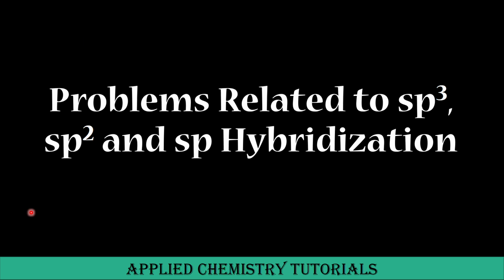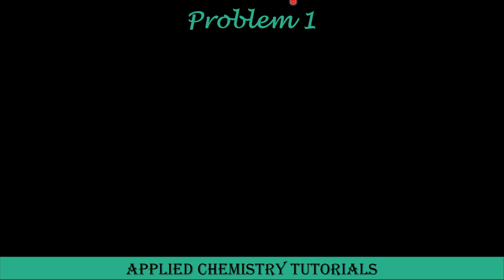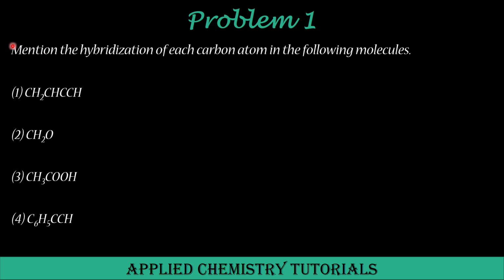Today we'll talk about 5 different problems related to sp3, sp2 and sp hybridization. Let's start with the first problem. Mention the hybridization of each carbon atom in the following molecules. There are 4 different compounds.